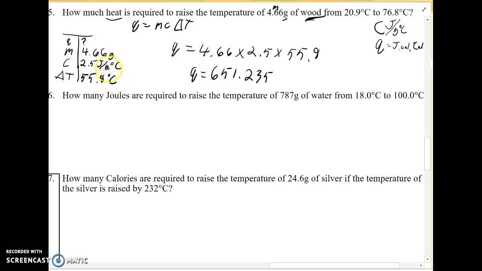So again, if I look back over here, grams cancel with grams, degrees Celsius cancel with degrees Celsius. I'm left in joules. So 651.235 joules is the amount of energy to raise the temperature of our wood from 20.9 degrees to 76.8 degrees.